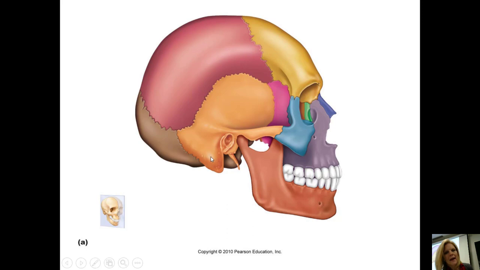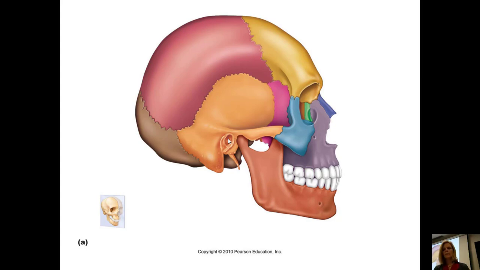And then behind that is a very large, massive process, which is called the mastoid process. So there's three processes or projections coming off the temporal bone. There's the zygomatic process here, styloid process here, and mastoid process here. And again, all at the center of that is the external auditory meatus.